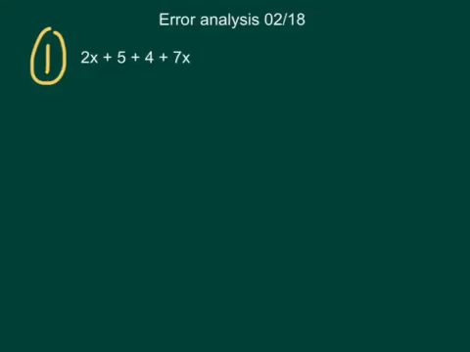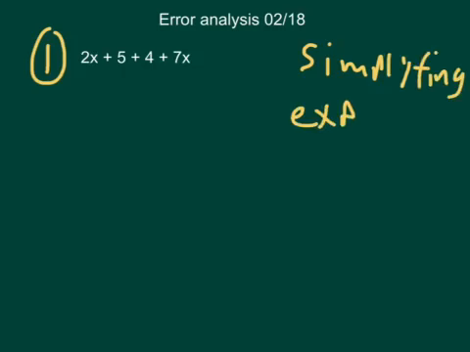Alright, so we're going to be simplifying. That should be what the directions say, simplifying expressions here. You may also know that as combining like terms. Okay, so here's our expression, 2x plus 5 plus 4 plus 7x, and we want to simplify it. So this is an error analysis.